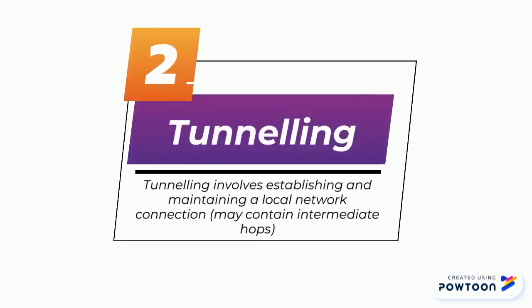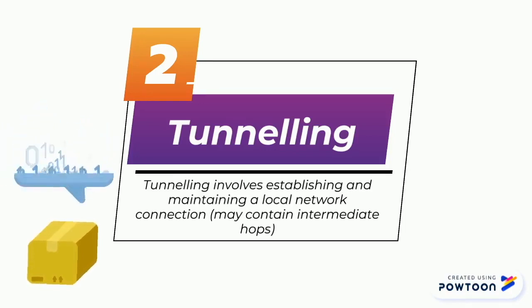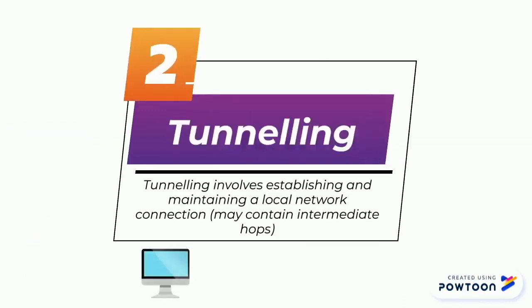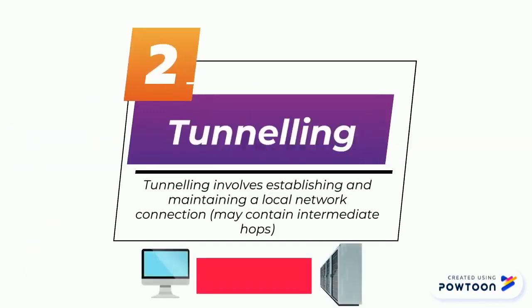2. Tunneling. Tunneling involves establishing and maintaining a local network connection that may contain intermediate hops. In this connection, packets constructed in a specific VPN protocol format are encapsulated within some other base or carrier protocol, then transmitted between VPN client and server, and finally de-encapsulated on the receiving side.